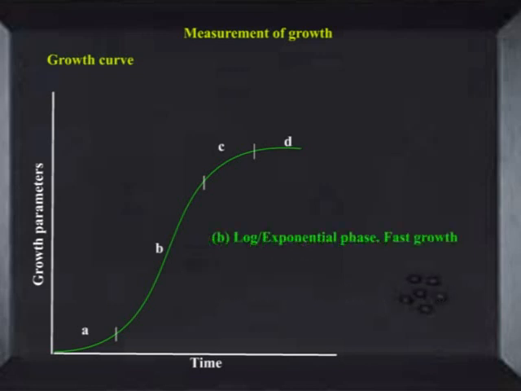Phase B, the exponential or log phase. This is the second phase during which growth is rapid or proceeds exponentially. During this phase, the rate of growth is at its maximum, and at any point, the rate of growth is proportional to the amount of material or number of cells of the organism already present. The rapid growth is due to the fact that an increase in the number of cells dividing from 2, 4, 8, 16 all the way follows a geometric progression.